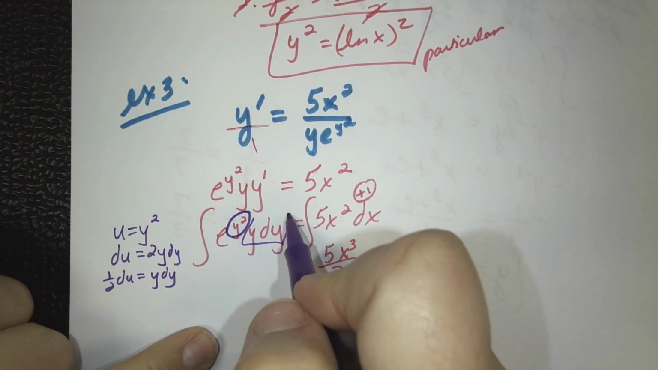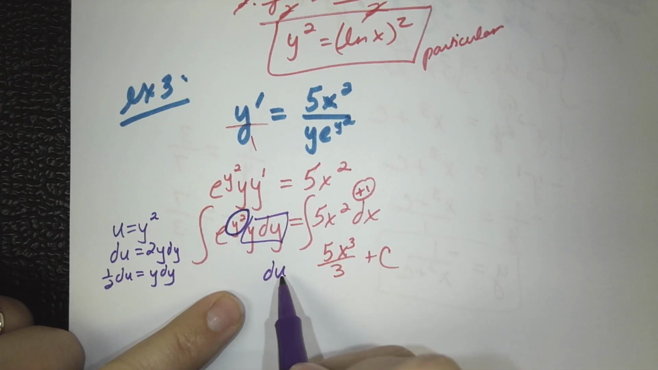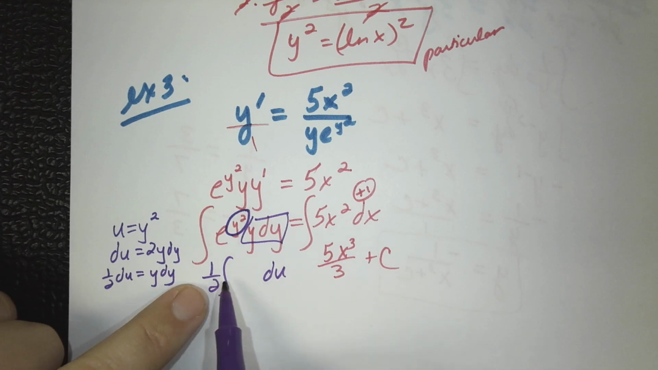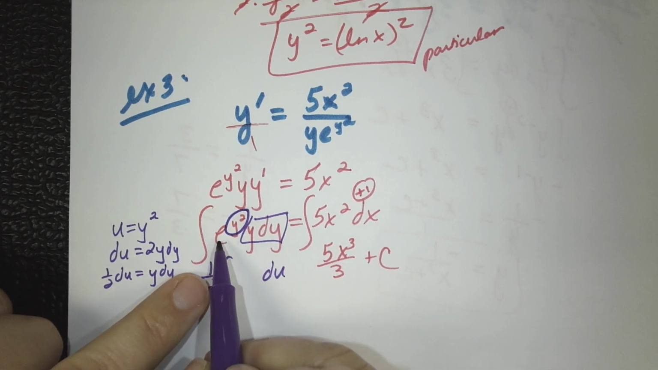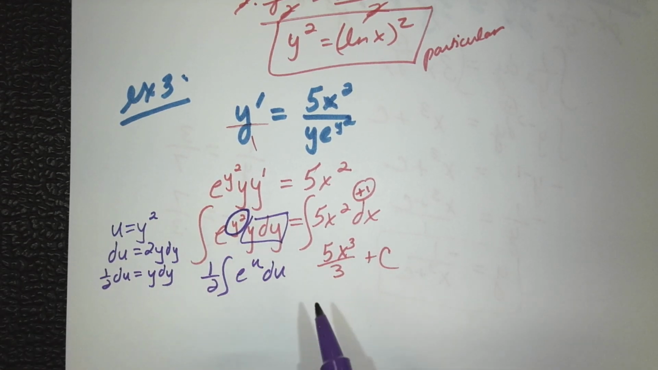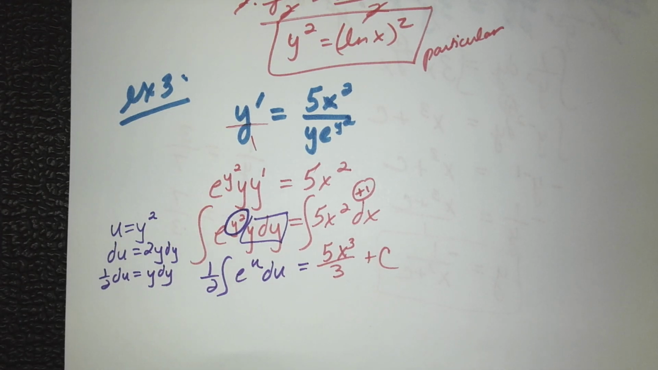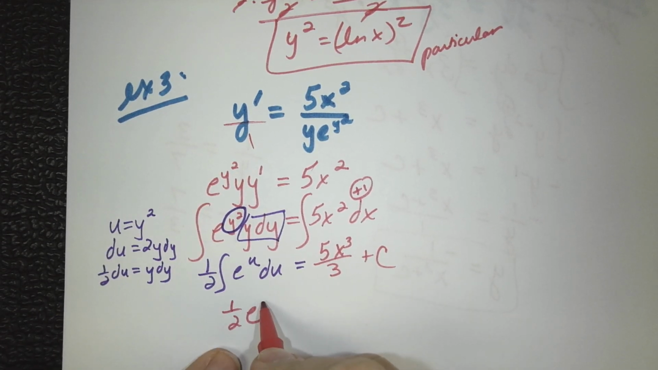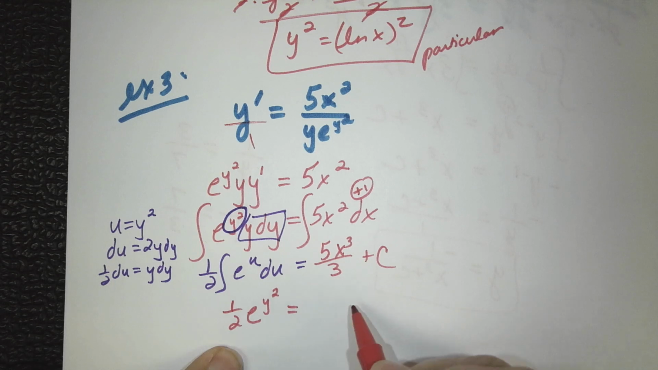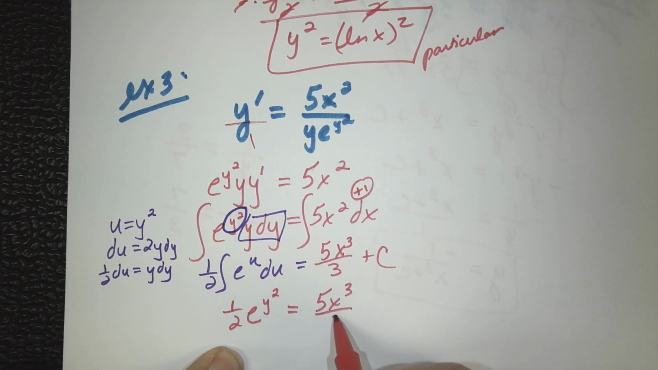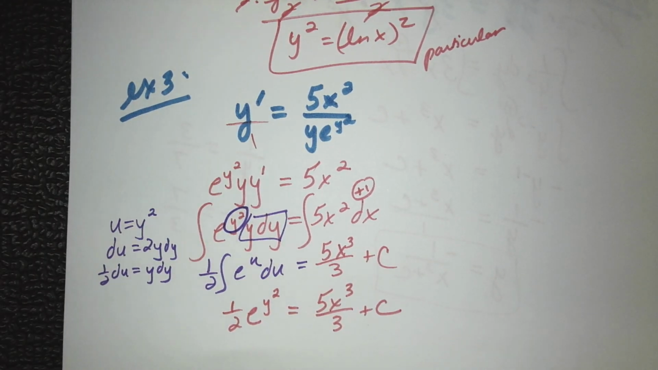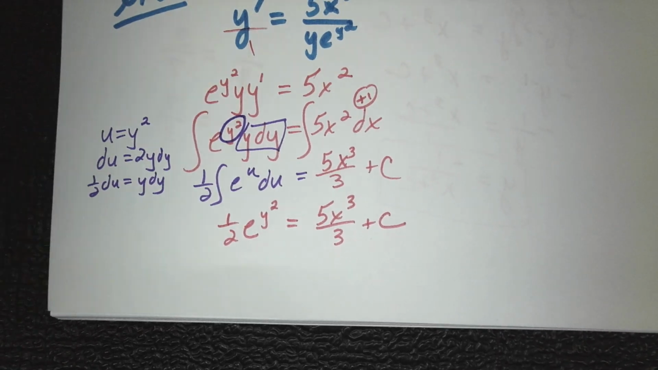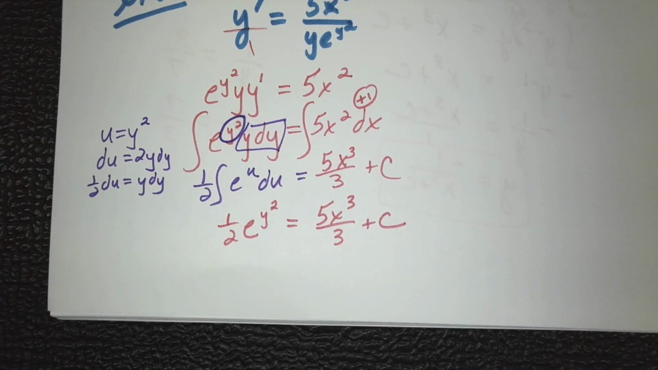Okay, so this right here is du, but it's a half on the outside. So this right here in the box is half du. This is e to the u. What is the integral of e to the u? Well, it's e to the u, right? With a 1/2 in front, it's 1/2 e to the u. Again, what is my u? What am I going to replace it with? y². So 1/2 e^(y²) equals 5x³ over 3 plus c. Now, we're solving for y. How do I get y out of the exponent?